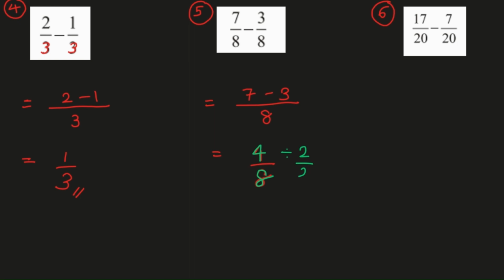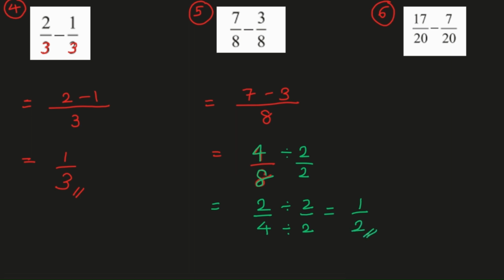Both can be divided by 2 to make it more simplified. So, 4 divided by 2, what's the value? It's 2. 8 divided by 2, what's the value? It's 4. Again, you can see both the numerator and the denominator can be divided by 2. 2 divided by 2 is 1. 4 divided by 2 is 2. So the answer is 1 upon 2.